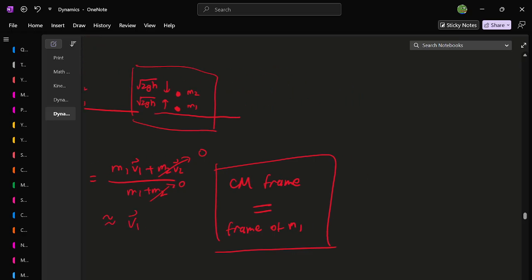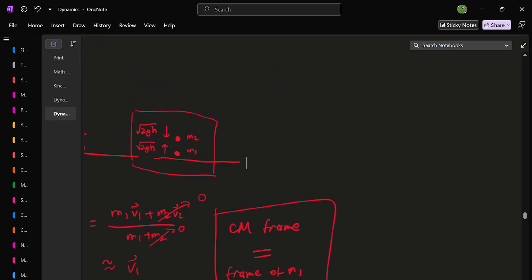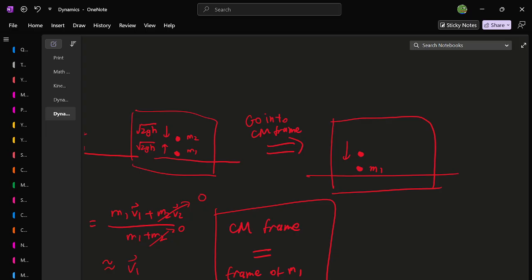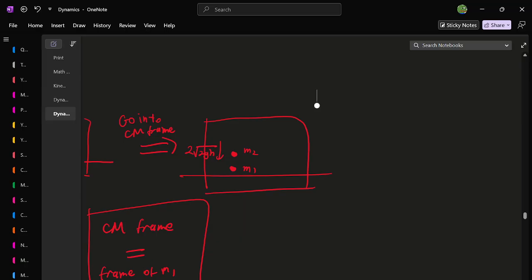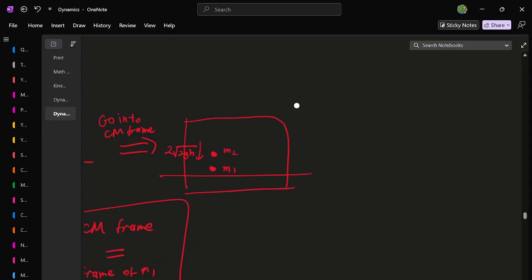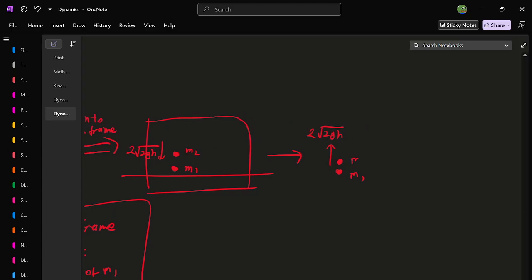So why is this useful? Because if you go into the CM frame, which is the same as going into M1's frame, you have this. Because you're in M1's frame, M1 will be stationary. And recall that to go into the new frame, your M2 will be 2 square root 2gh downwards. This is the situation in the CM frame. Now, you can think of M1 as stationary. So M1 is basically like an immovable wall in this sense. And also because M1 is so large, it's basically like an immovable wall. So when M2 collides with M1 in the CM frame, M1 will stay put. Then M2 will just rebound back with the same velocity that it came from, because this is just like throwing a ball at a wall and having an elastic collision. So M2 actually just goes back like that in the CM frame.